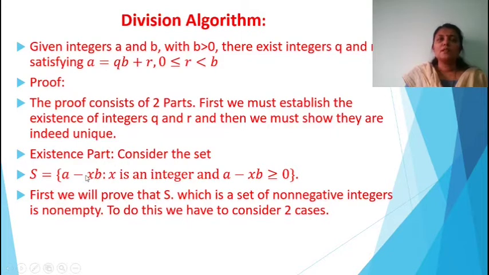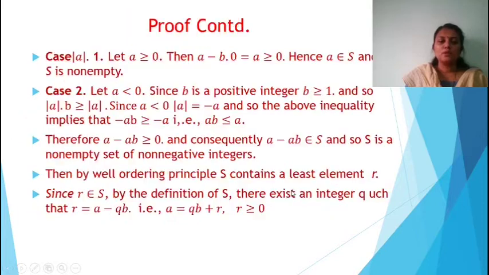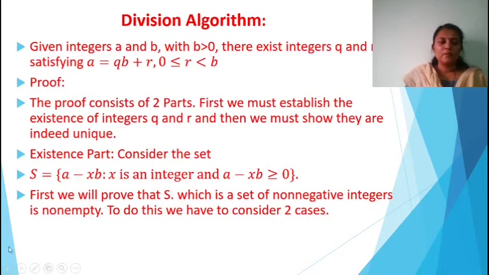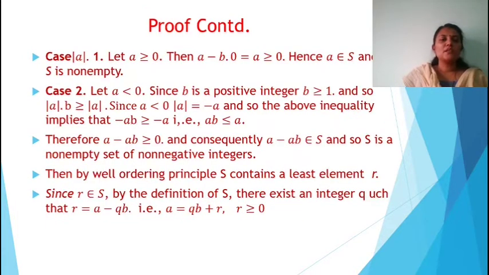Consider the set S is equal to the set of a minus xb. Here instead of qb we are taking x, where x is an integer and a minus xb is greater than or equal to 0. Consider this set. First we will show that S, which is a set of non-negative integers, is non-empty. To do this we have to consider a greater than or equal to 0. Then a minus b into 0 is the same as a, which is greater than or equal to 0. We have assumed that a is greater than or equal to 0.